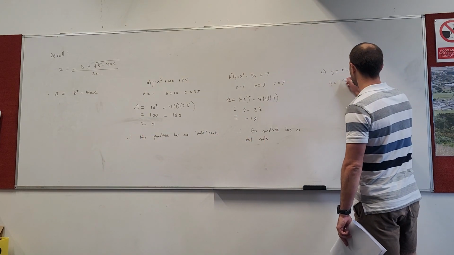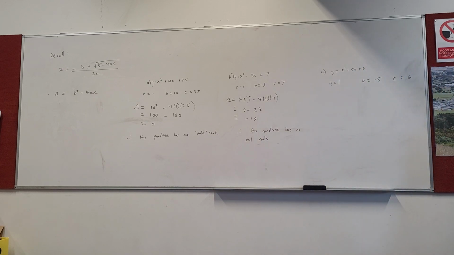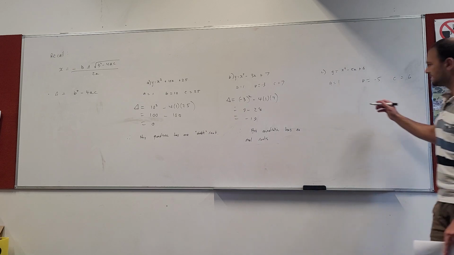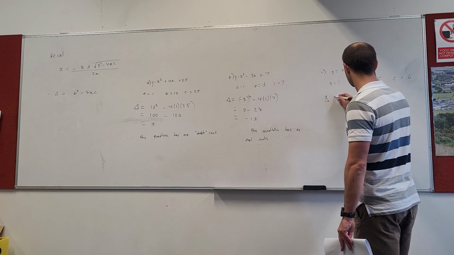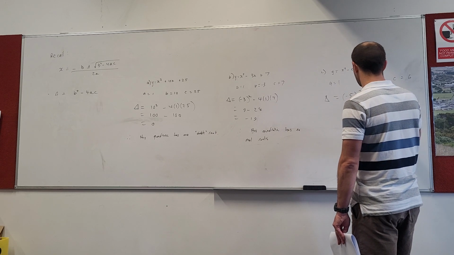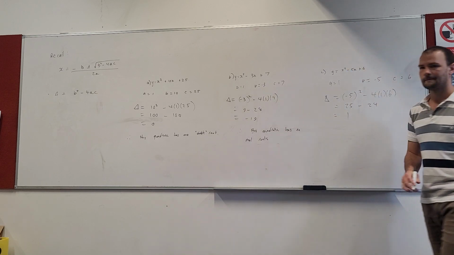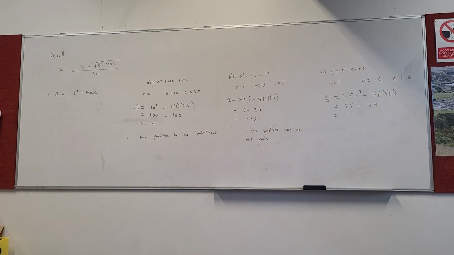We've got a is 1, b is minus 5, c is positive 6. We will do b squared, minus 5 squared. Okay, the discriminant is 1, all right?